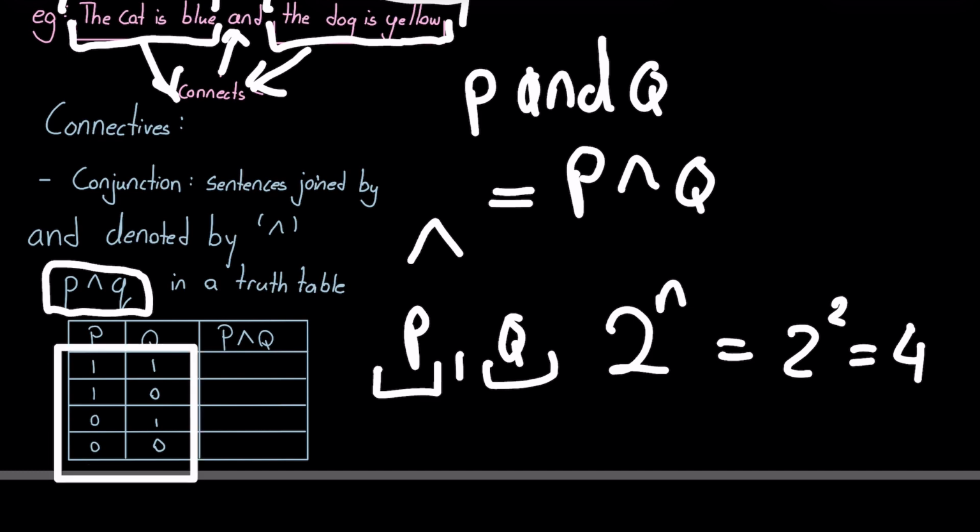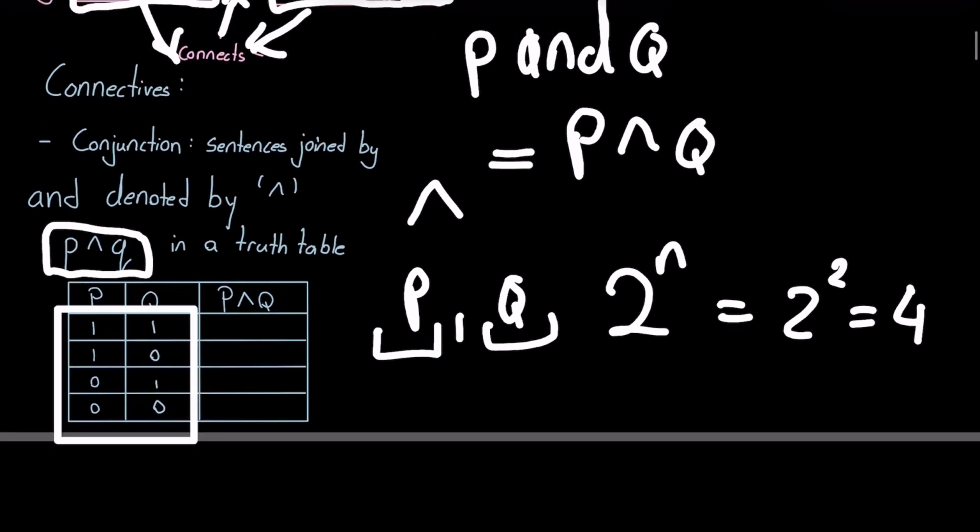And this is how we fill out our rows. We fill out our rows with 1, 1, 0, 0. So we fill it out with 2 trues, 2 falses. And then the next one, we'll go 1, 0, 1, 0.